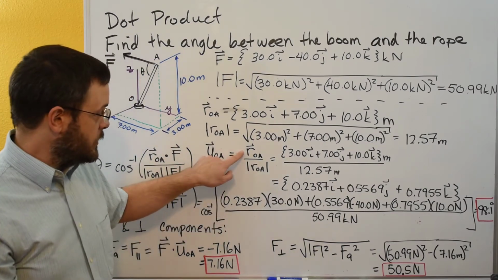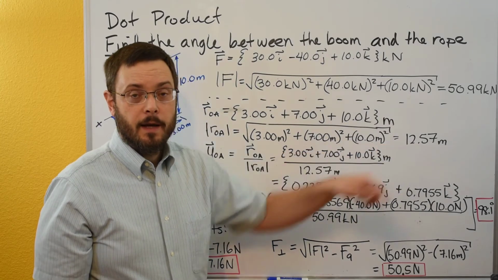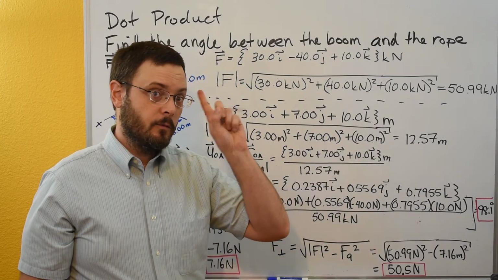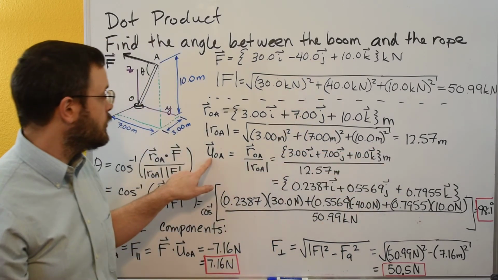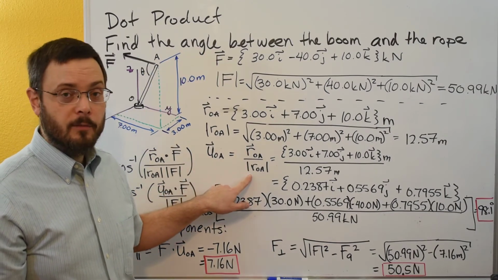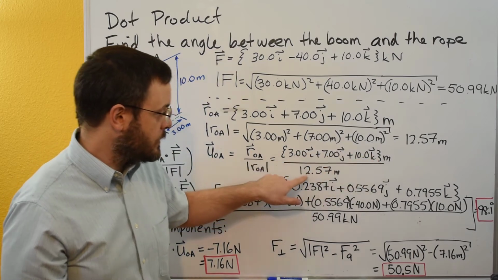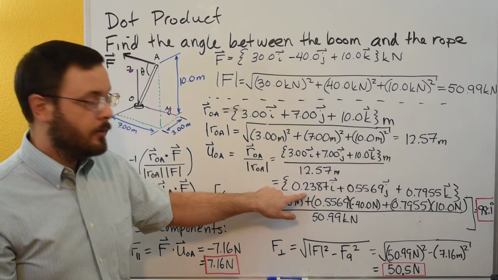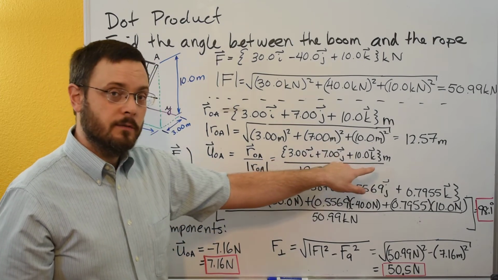So this position vector has a length or magnitude of 12.57. I can give it a length of 1 if I divide it by its magnitude. So U, for unit vector, is going to be the position vector divided by the magnitude of the position vector. So here's my position vector, here's my magnitude, and to calculate this, remember we're just going to distribute this through each of the components.